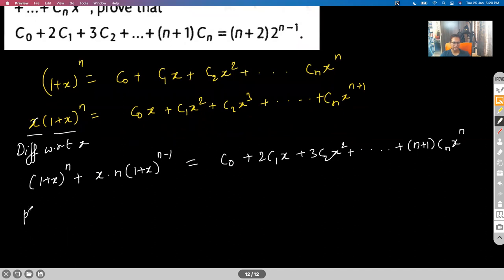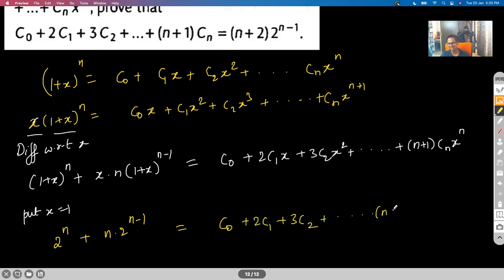Right? Now put your x value as 1 just to make the x vanish from the right side. So that will give you 2 to the power n over here, and this will give you n 2 to the power n minus 1. And on the right side, you'll end up getting the required series. Isn't it? On simplification, if you take 2 to the power n minus 1 common, it'll give you n plus 2. So that is your right hand side, hence proved. Is it fine? Any questions, any concerns with respect to this?